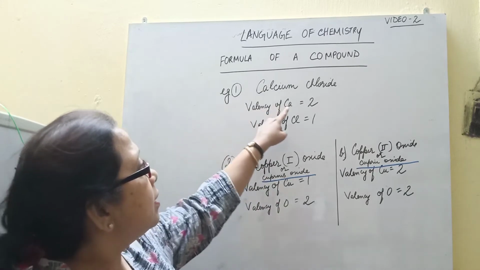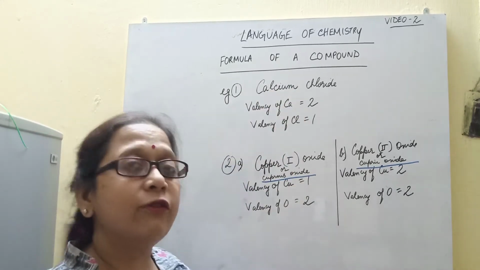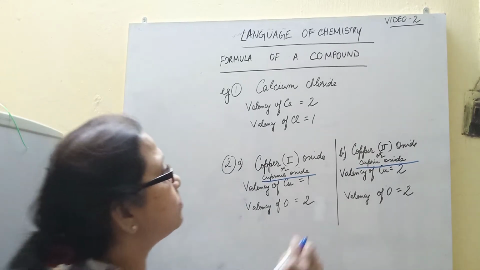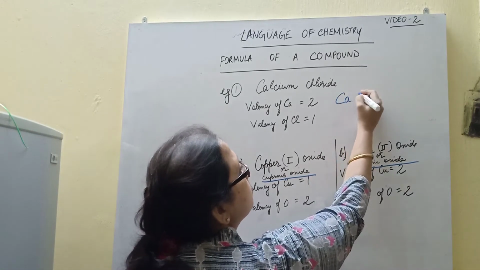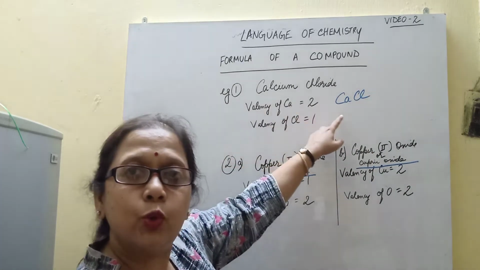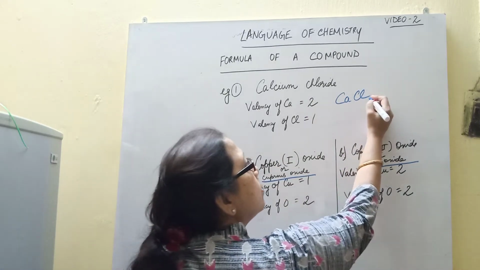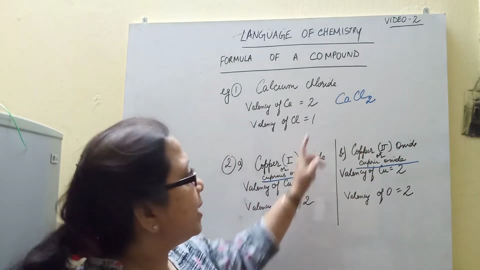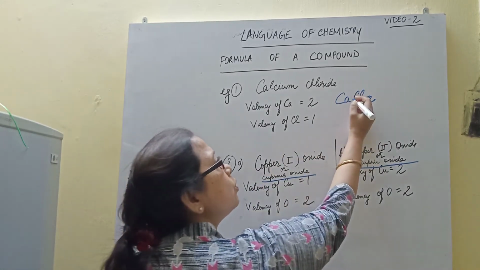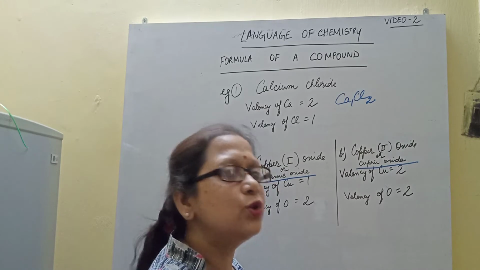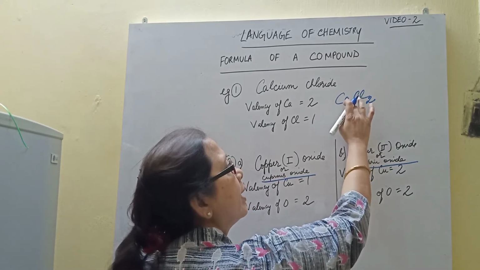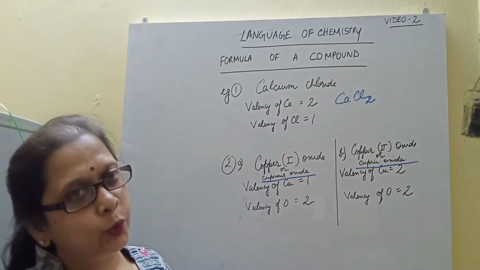So how to write the formula of calcium chloride? That you do by exchanging the valency. I am just showing you calcium, Cl. The valency of calcium is 2. So it will be given to chlorine, exchanged, and chlorine's valency is 1, so it will come to calcium. But we don't write 1, it is understood. So the formula of calcium chloride is CaCl2.